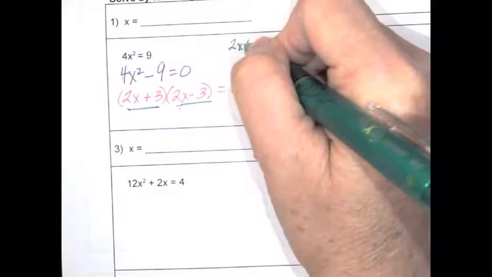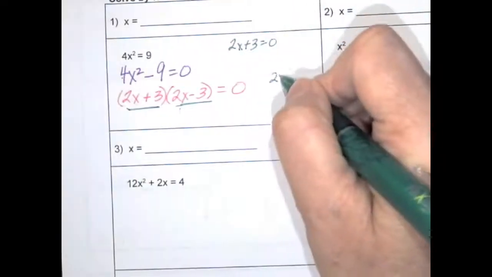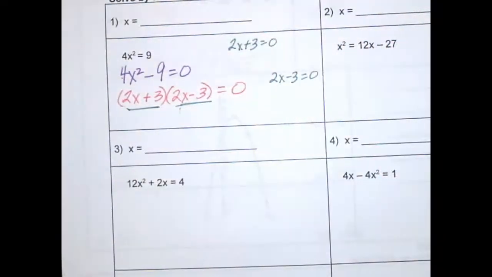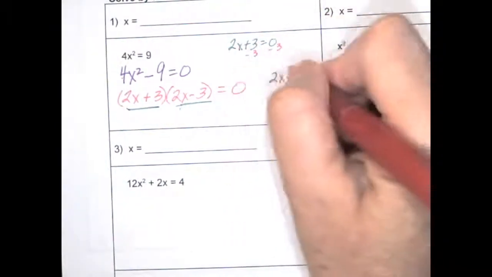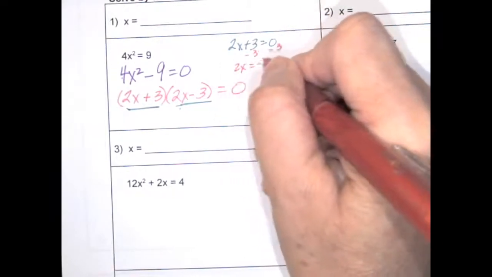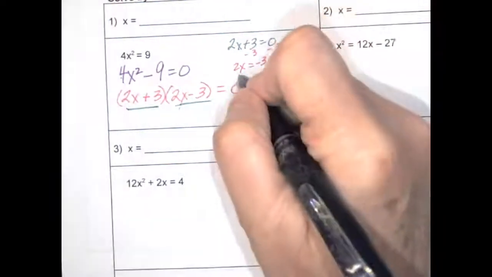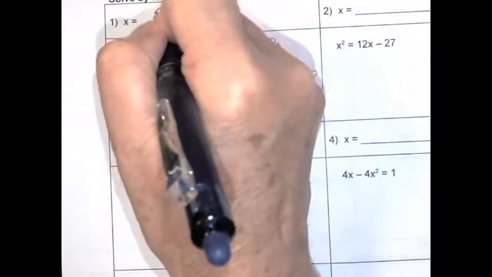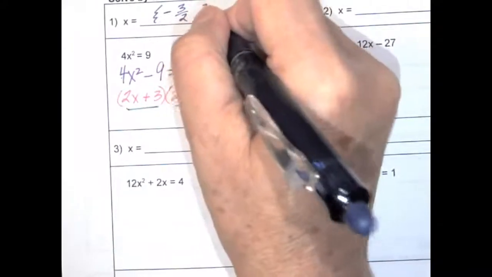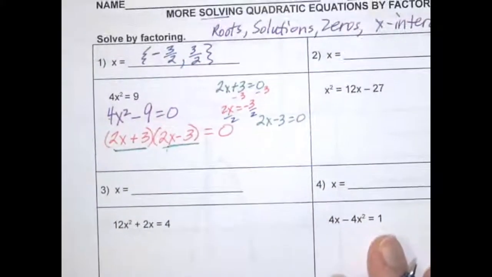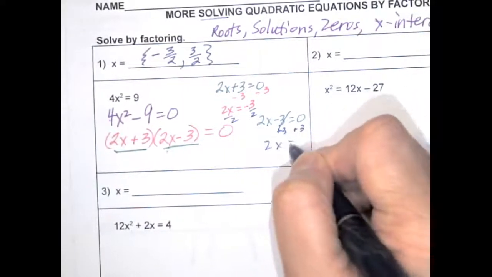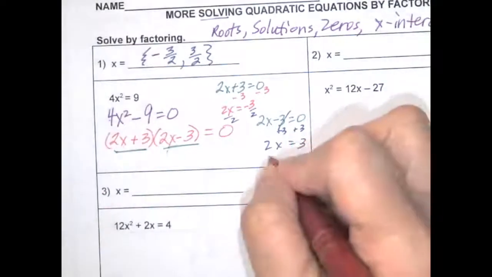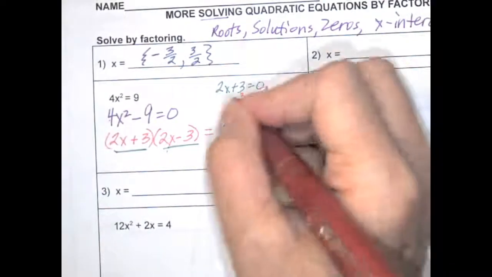So you set each one equal to 0, each parenthesis that is. I would take away the 3 and divide by the 2. Divide by the 2, and you get that x is negative 3 halves, and hopefully you can see that this one will just be positive 3 halves, because you will add the 3 and divide by the 2. So here are your two roots.